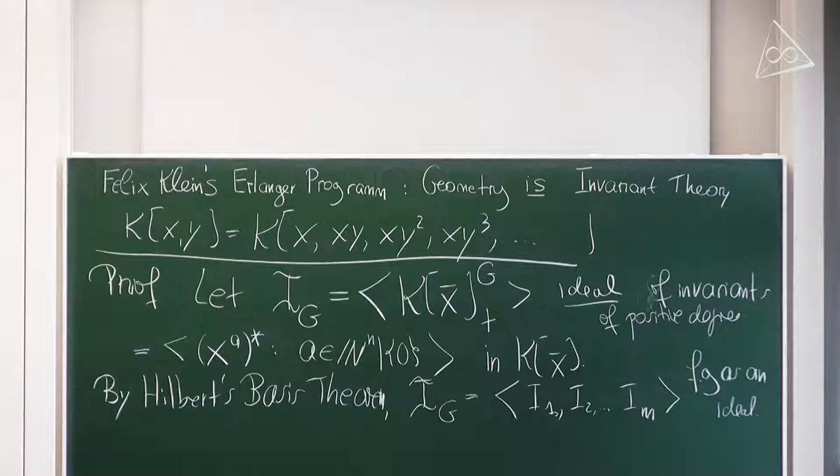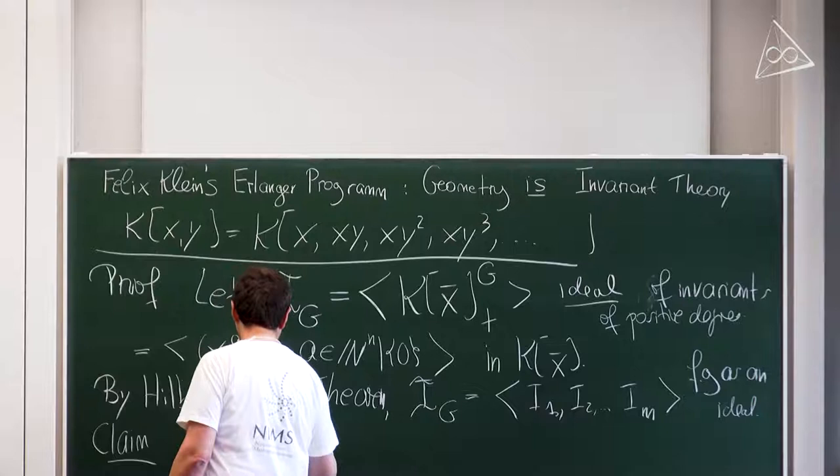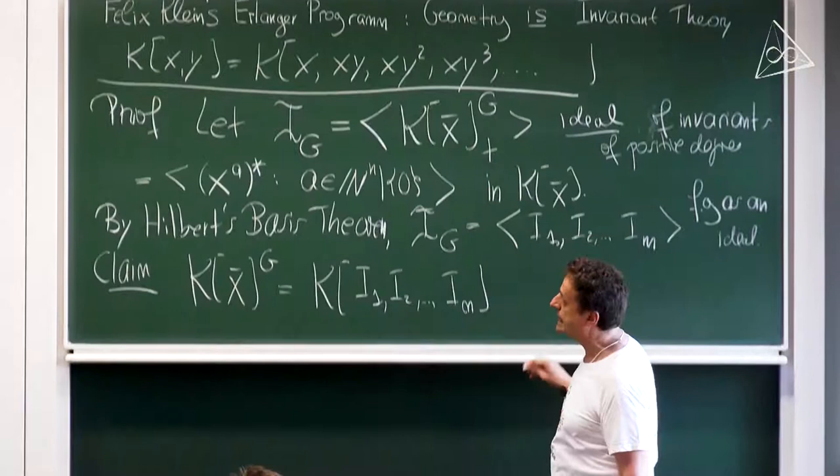Let's make them invariant. So claim, amazingly, the same invariants will generate the algebra. I claim that the same list of invariants is good enough to generate the ring of invariants as an algebra. So let's prove this.